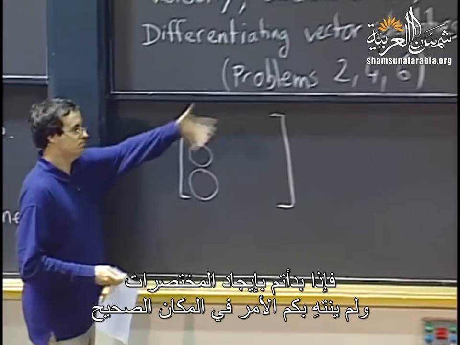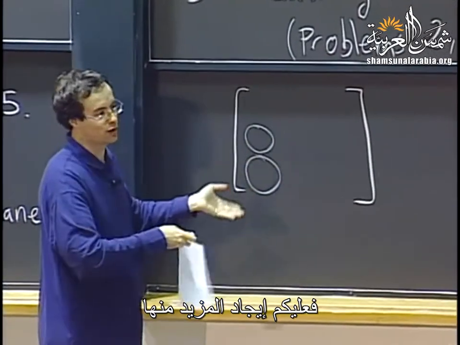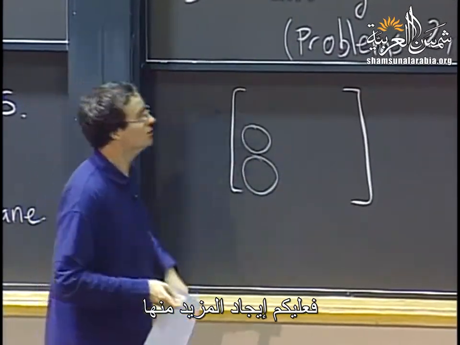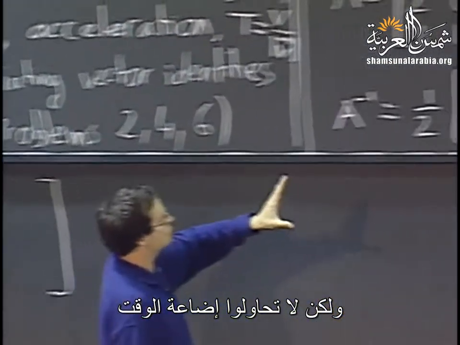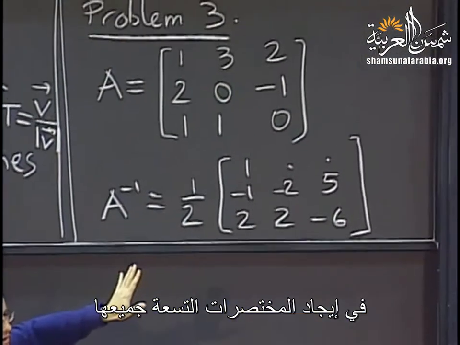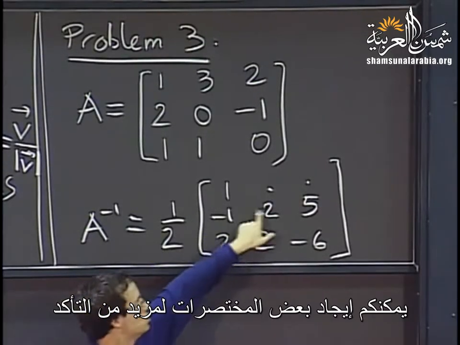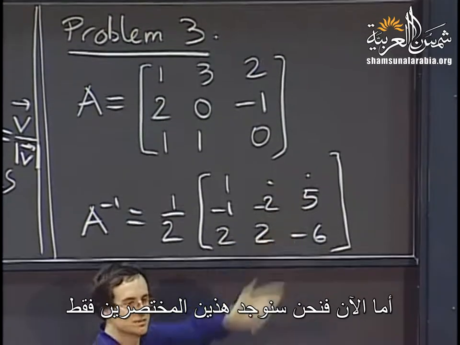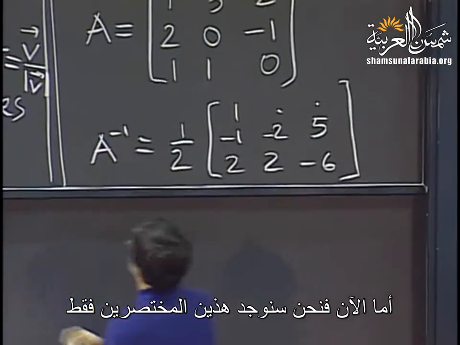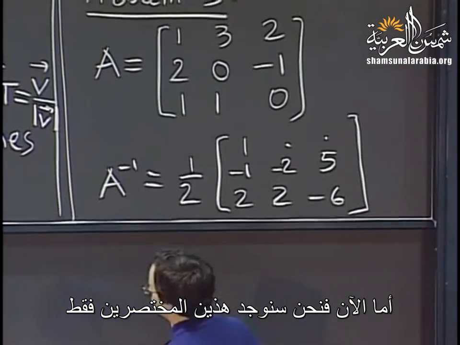If you start doing others and you find that they don't end up in the right place, then just do more. But you don't need to spend your time computing all 9 of them. If you're worried about not doing it right, then of course you can compute 1 or 2 more to double check your answers. But let's just do those that we think are needed.